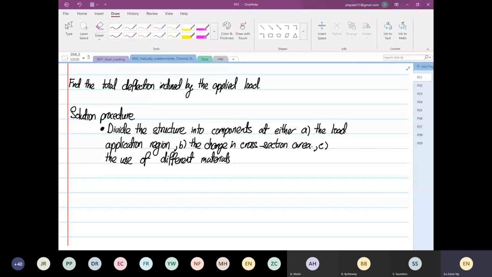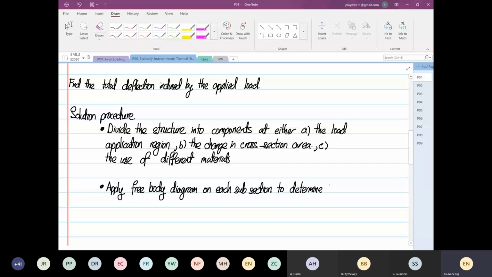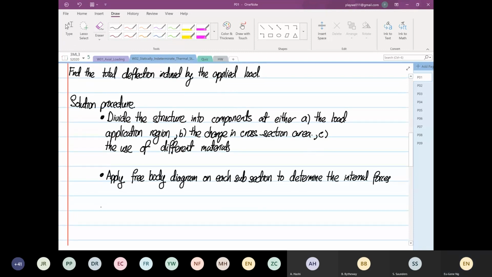Right, so after that, we're going to apply the free body diagram on each subsection to determine the internal forces, and then we're going to evaluate the total deflection, based on deflection equals PL over AE.